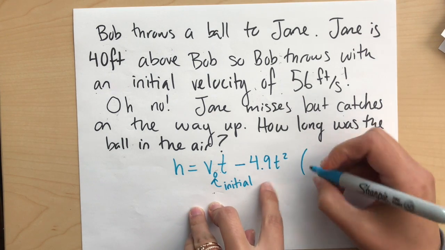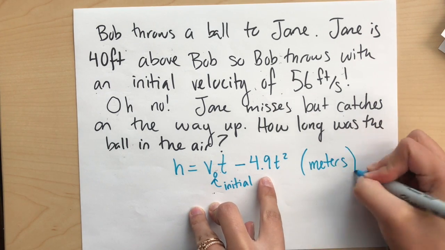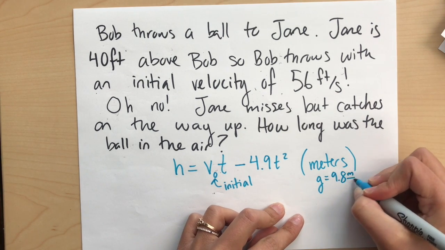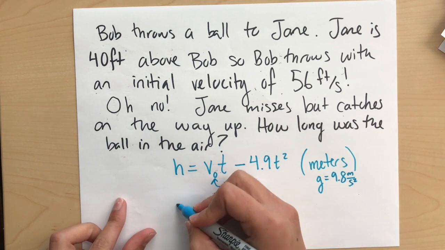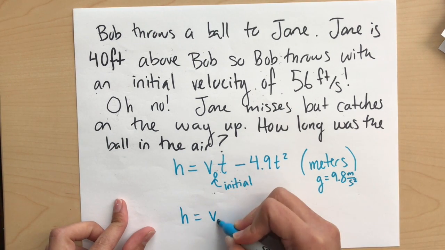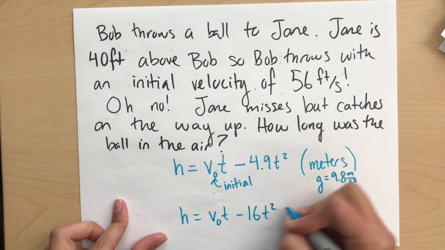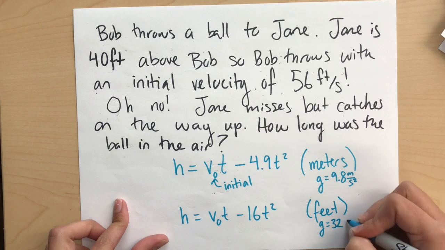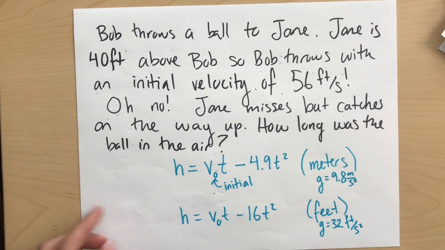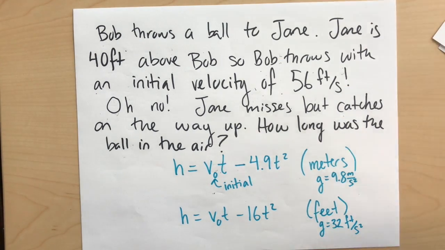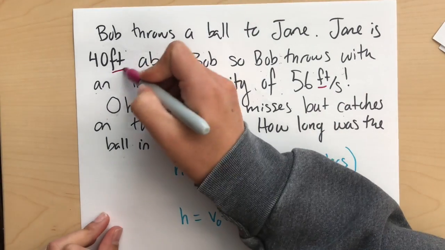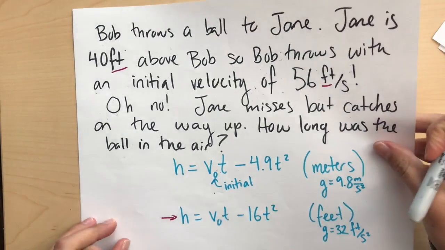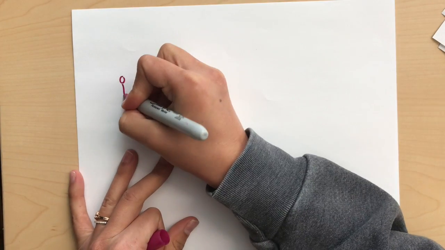So I'm going to give you these two equations that guide motion. The height of anything thrown upward is going to be v naught times t, where v naught is the initial velocity, minus 4.9 t squared. This is the equation you use when you use meters because gravitational acceleration is equal to 9.8. And then you would use the second equation on the bottom when you have feet, because gravity is equal to 32 feet per second squared. So I'm going to use the second one because this problem involves feet.